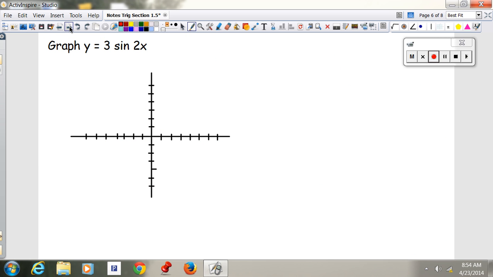Let's look at this one. This one's even quicker, shorter. It's going to be a really fast little curve. Let's find our amplitude and our period.